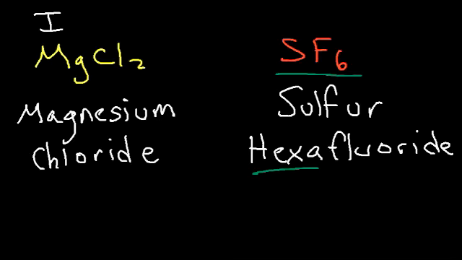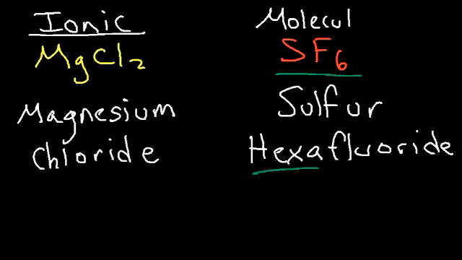MgCl2 is an ionic compound. It's composed of ions. And typically, if you see a metal and a nonmetal, it's usually an ionic compound. Magnesium is a metal. It's on the left side of the periodic table. And chlorine is a nonmetal because it's on the right side of the periodic table. SF6, on the other hand, is a molecular compound. Notice that it's composed of nonmetals. It's not composed of ions. Sulfur and fluorine are both on the upper right corner of the periodic table, and so they're both nonmetals. Now, for molecular compounds, you're allowed to use prefixes like mono, di, tri, tetra, and so forth. For ionic compounds, you should not use it.